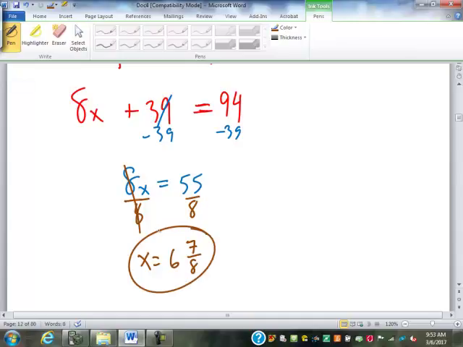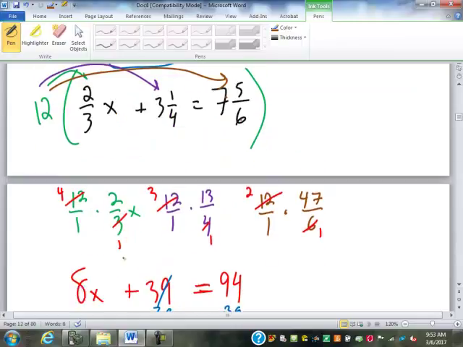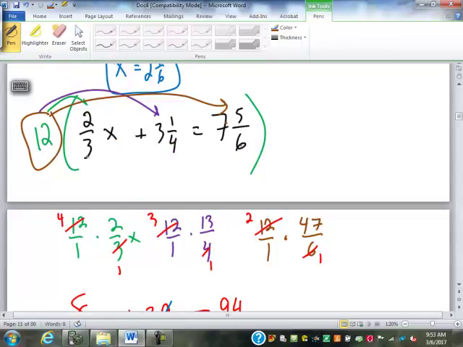Yes? Pardon me? The 12? Up here? We're looking at 3, 4, and 6. So the smallest number that all those go into would be 12.